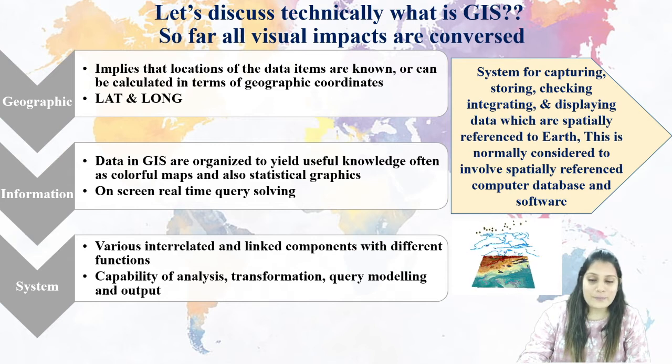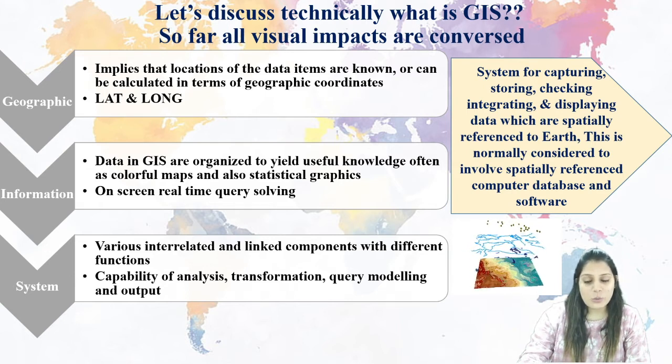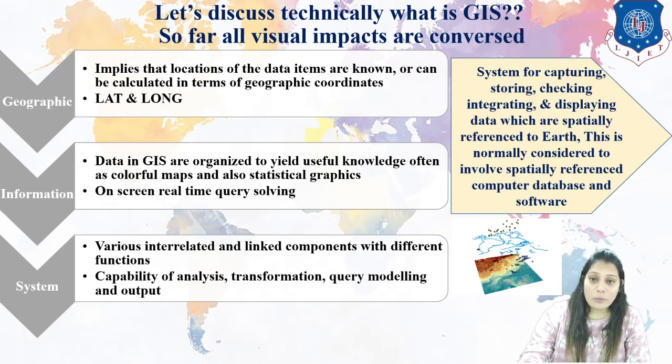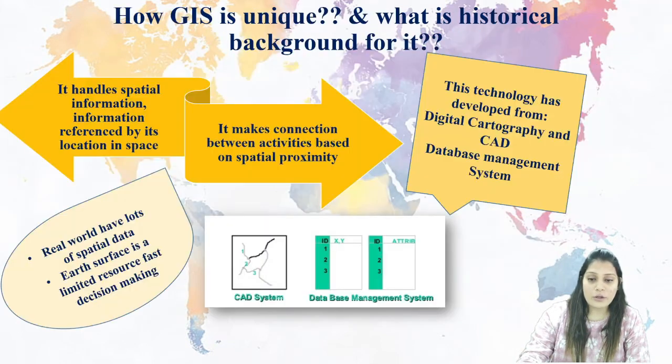And the last is system: various interrelated and linked components with different functions, capability of analysis, transformation, query, modeling, and output. So this software can give you a number of analyses, and this is how it is helpful in the analysis part. So, geographic information system, I guess you are very clear with what it is and how it technically works. This is very important to have the knowledge of how GIS works.